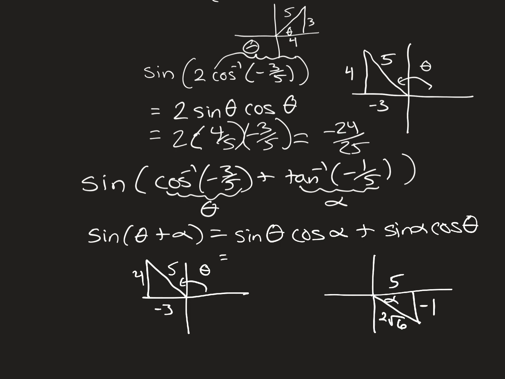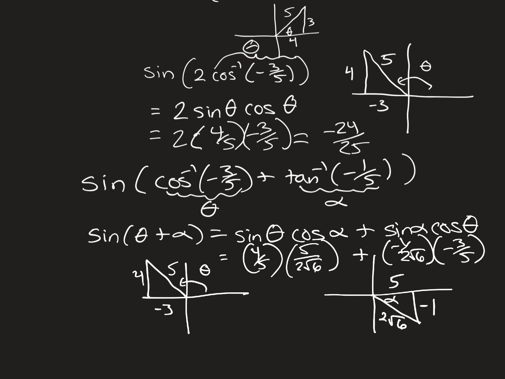So now just filling in the different ratios, sine of theta is 4/5. Cosine of alpha is 5/2√6, plus sine of alpha is -1/2√6, and cosine of theta is -3/5. All right, so what do we got here? So we got 20/10√6 plus 3/10√6. And of course, you could combine the numerators in this case because of the same denominator, so 23 over 10 root 6, and you could rationalize it as well. But you get the idea there with those types of problems.